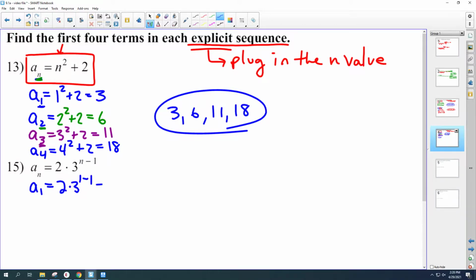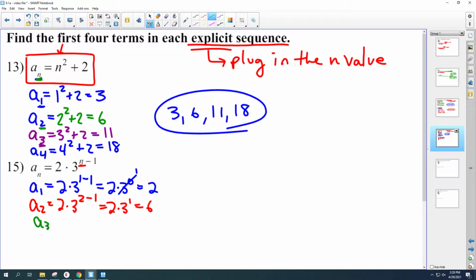Sometimes you can do stuff in your head, and sometimes you better clean it up. But 1 minus 1 is 0. 3 to the 0 is 1. 2 times 1 is 2. For the second term, you plug in 2. So notice where n is. That's where you plug in this number. 2 times 3 to the second power minus 1. Order of operations says do exponents first. That's going to be 2 times 3 to the first. That's 2 times 3. That's 6.